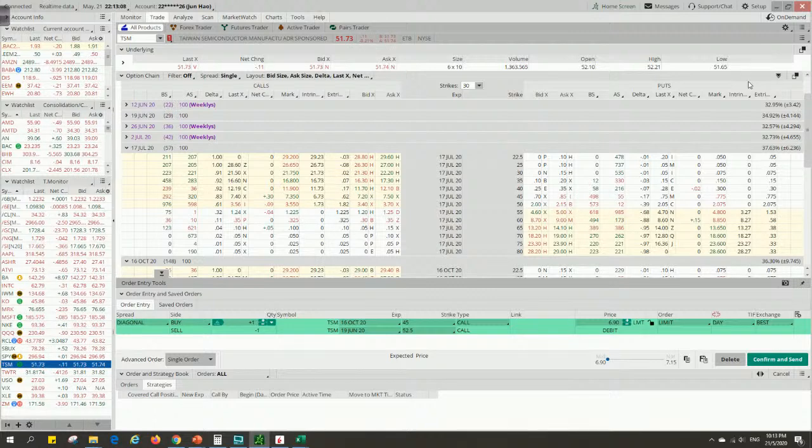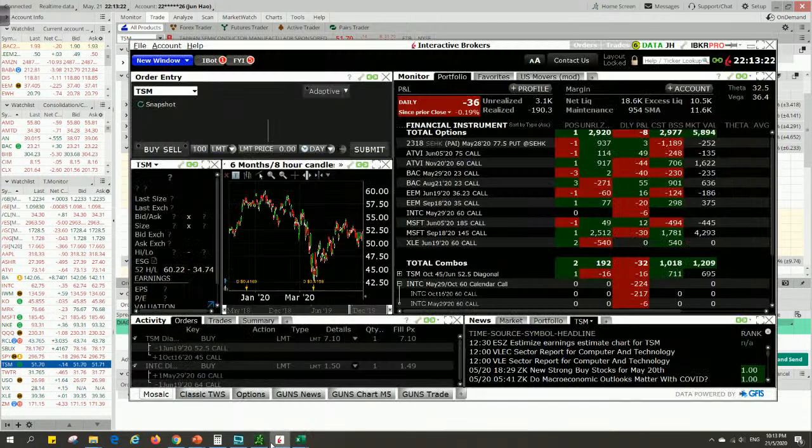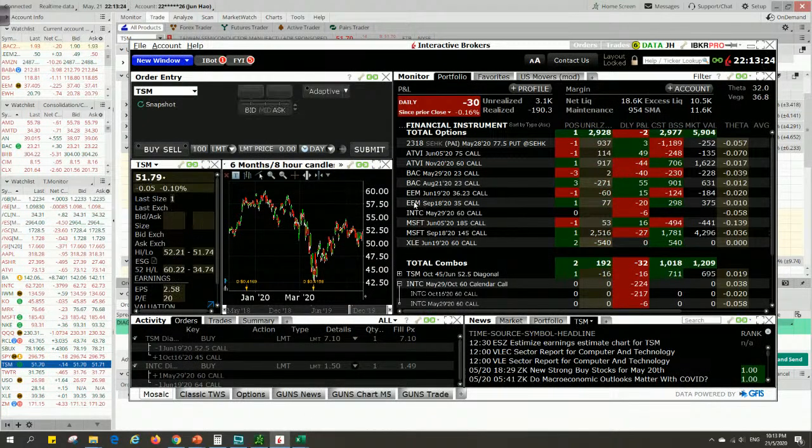Okay, so are there any more questions from you guys before we move on? So two trades out of the way, we are 45 minutes into the market. Otherwise, we'll move on to our next trade, that is EEM.